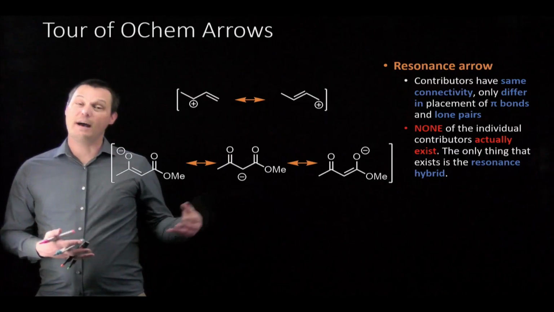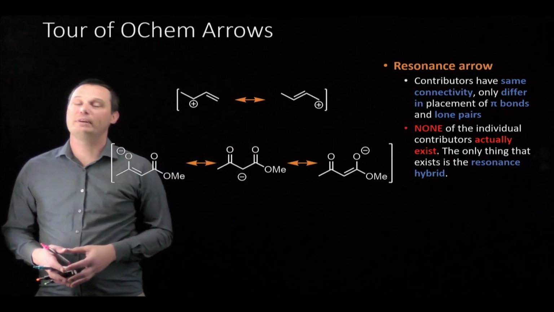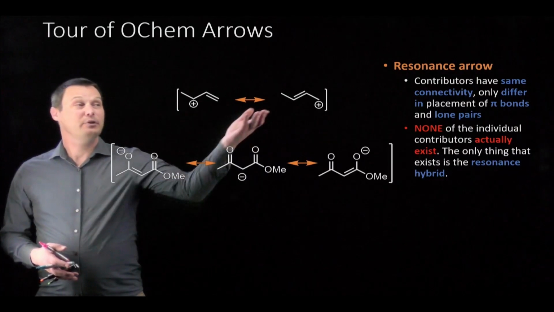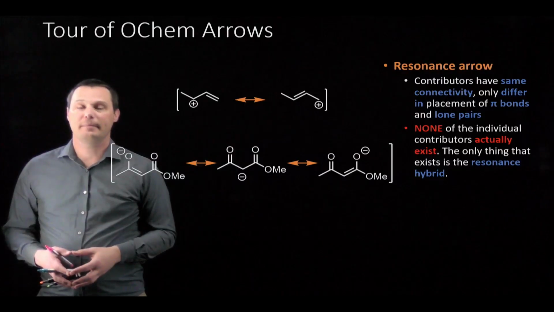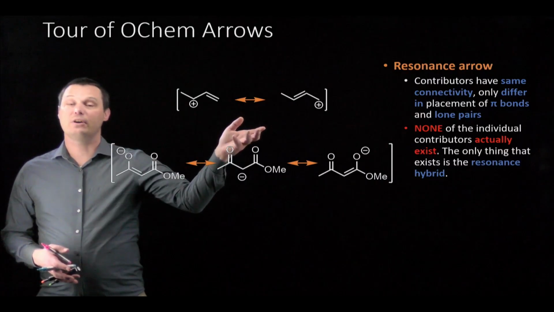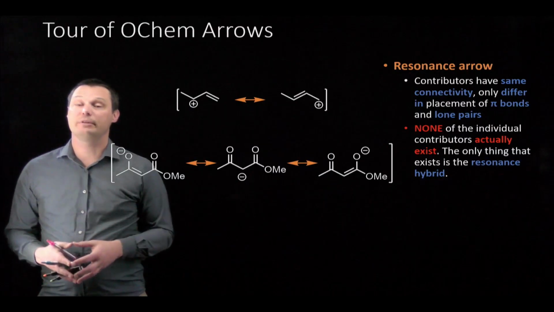Our next arrow moves us out of reaction arrow land and shows us the resonance arrow. The resonance arrow separates individual resonance contributors in a resonance series. By putting arrows on both sides, it shows us that these molecules only differ in their placement of lone pairs and pi bonds. Notice the difference between the resonance arrow and the equilibrium or reversible process arrows.